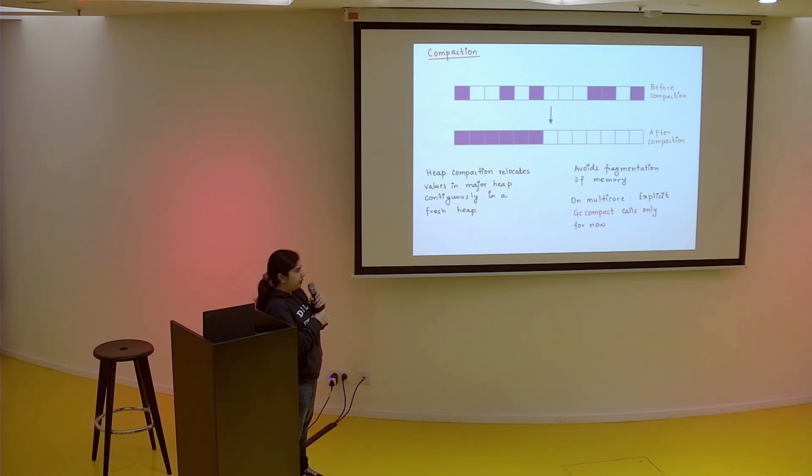Of course, it avoids fragmentation, and a maybe important detail here is that it's explicit call only on multicore for now. Meaning, if you want to compact, you have to explicitly call Gc.compact for compaction to happen. This was not the case in OCaml 4 and below. This might also change in OCaml 5, but not for now.